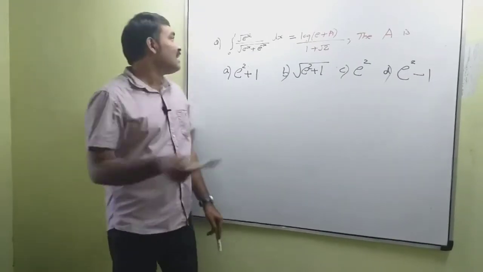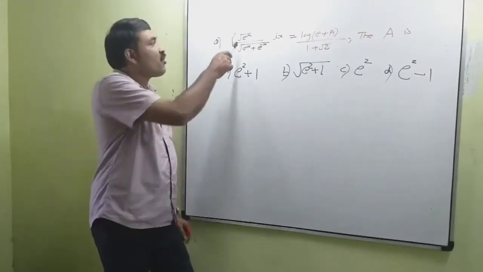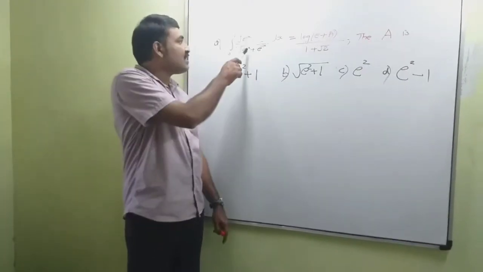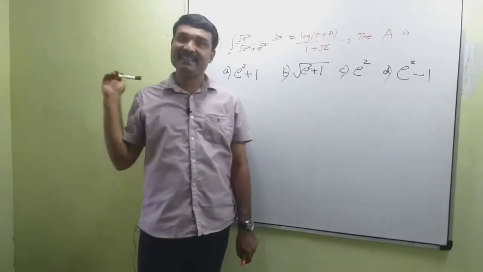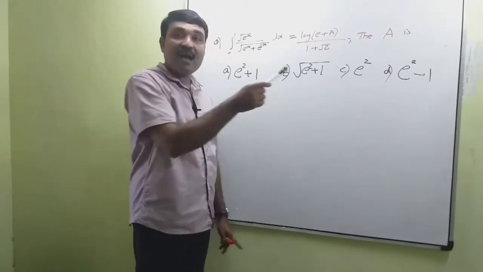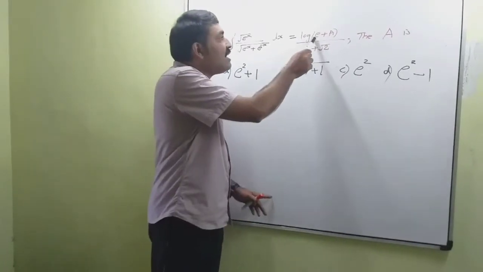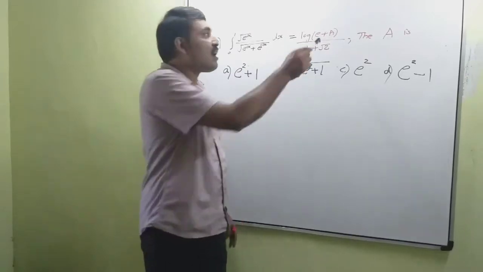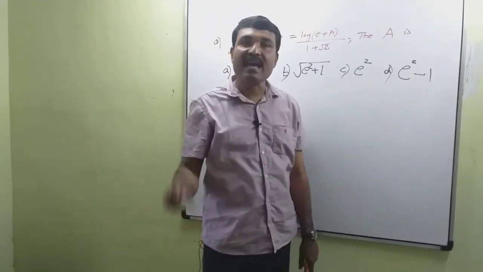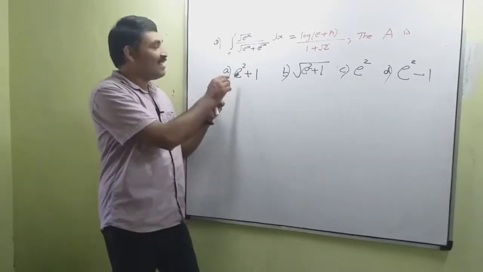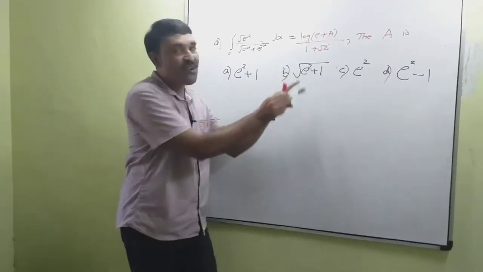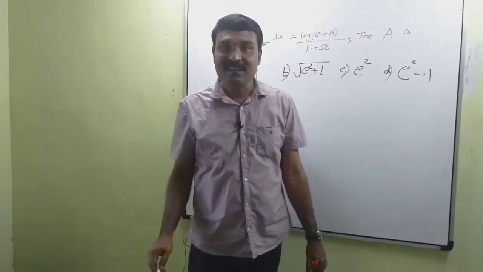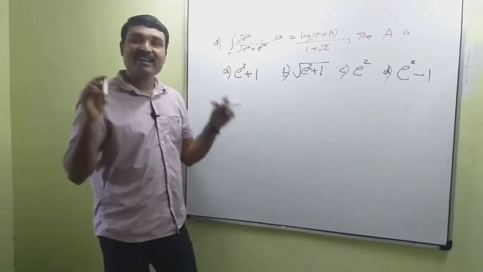Our question is the integral from 0 to 1 of square root of e raised to x divided by square root of e raised to x plus e raised to minus x dx, which is equal to, the answer is given, log of (e plus a) divided by (1 plus root 2). So we want to find the value of a, and the choices given are e square plus 1, square root of e square plus 1, e square and e square minus 1. Okay, how can we crack this problem?